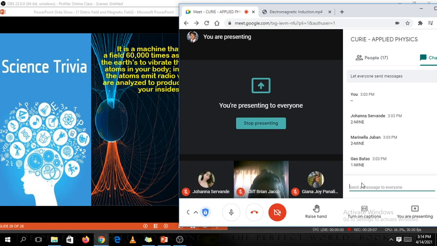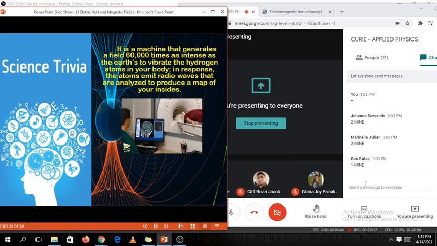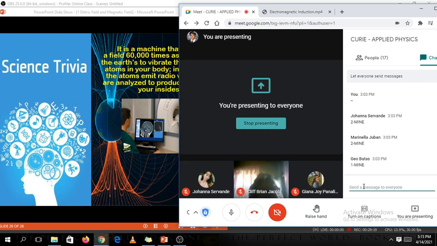Okay, group 2, Joanna. Magnetic resonance imaging machine. Correct, that is your magnetic resonance imaging. So group 2 got the correct answer. Group 2 is at 3 points.